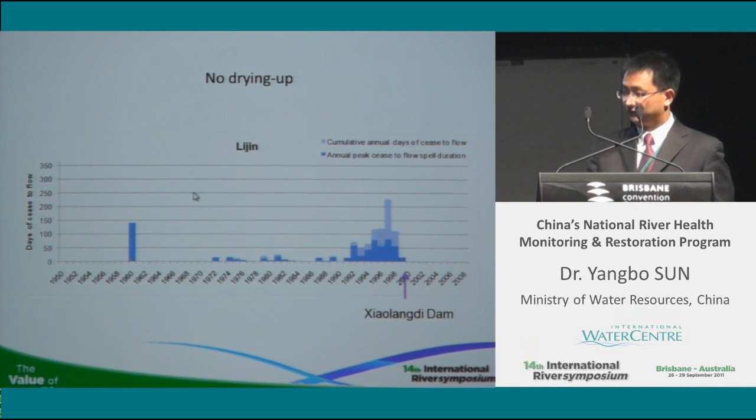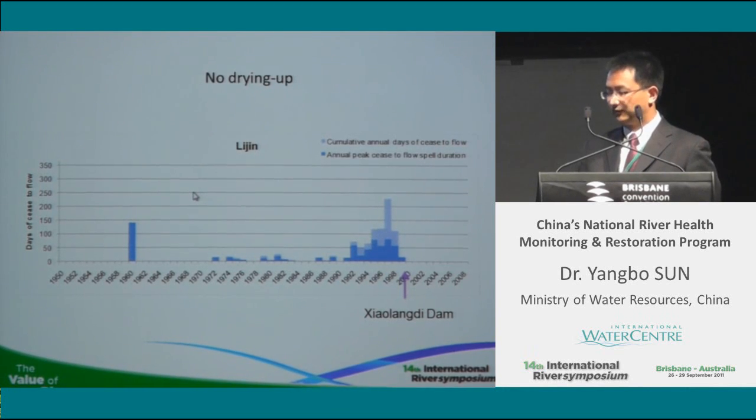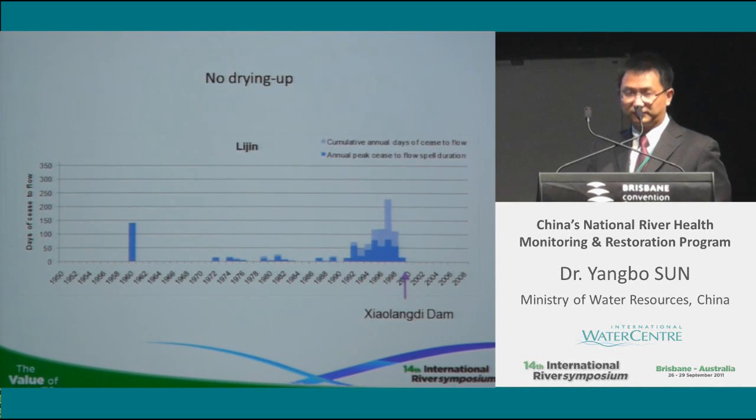This is the river flow, because one of the most important targets for us is how to restore the flow continuity of the river. From the year 2000, we implemented this river restoration program, and this shows the river drying up days in a whole year. After the year 2000, the river drying up has never happened because of the environmental flow restoration program.